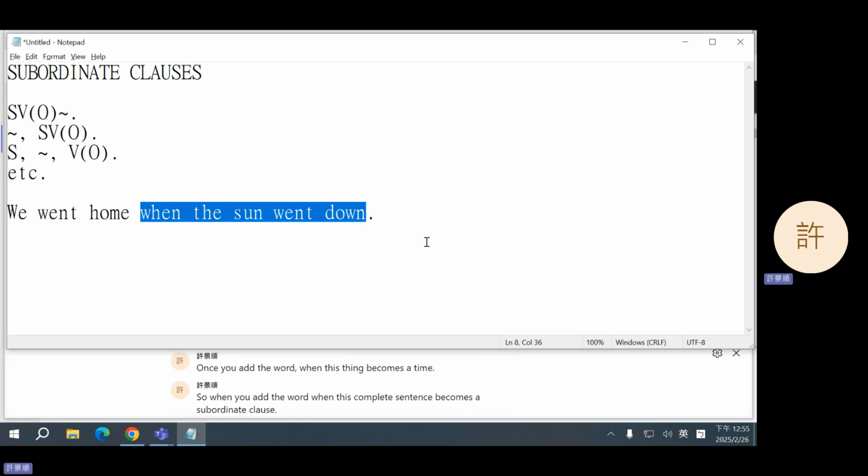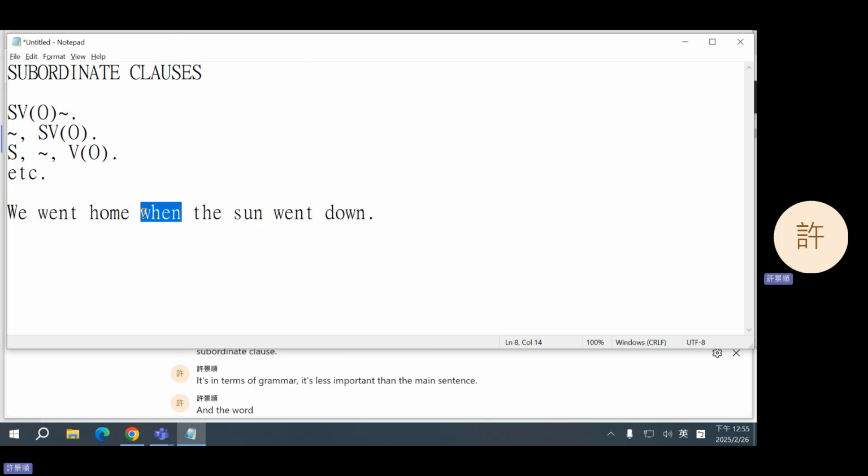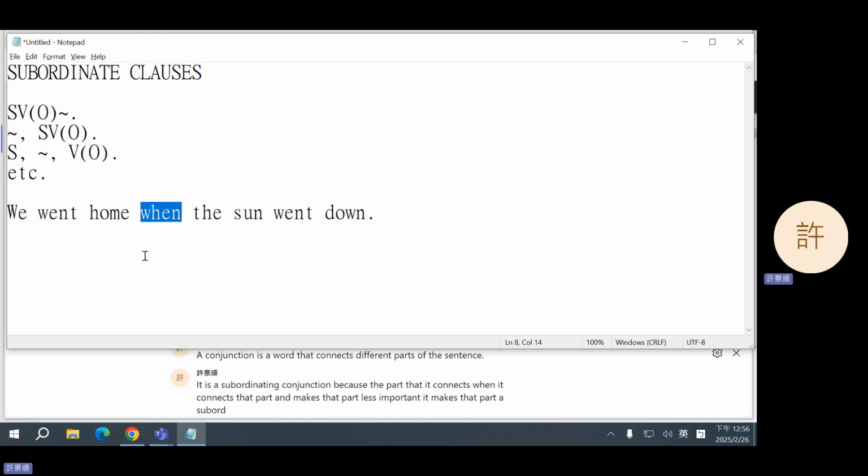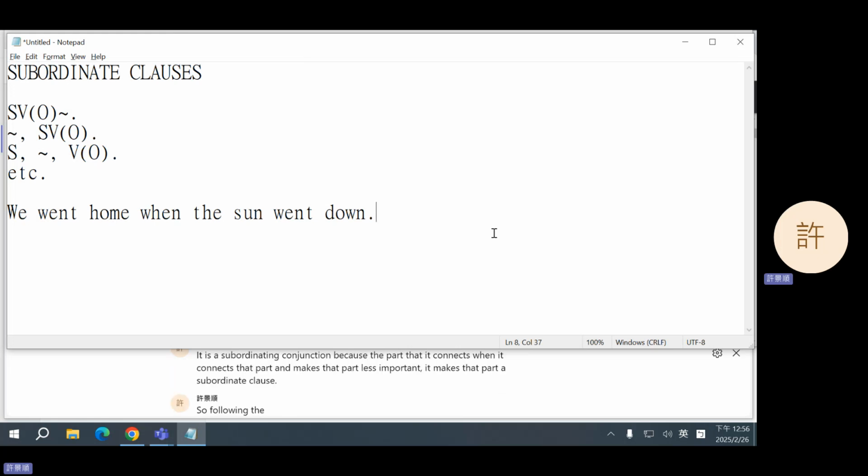In terms of grammar, it's less important than the main sentence. And the word when, in this case, is a subordinating conjunction. A conjunction is a word that connects different parts of the sentence. It is a subordinating conjunction because when it connects that part, it makes that part less important. It makes that part a subordinate clause. So following the pattern I gave you above, you can put the subordinate clause in different places in this sentence.